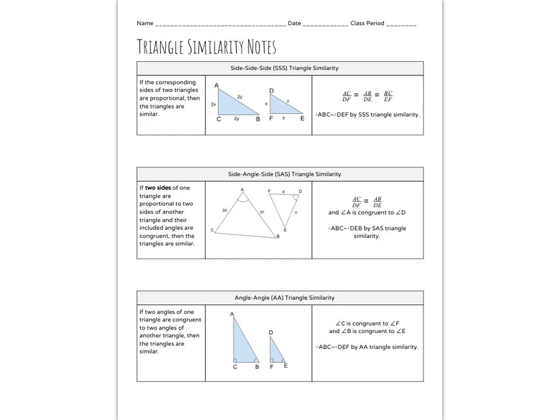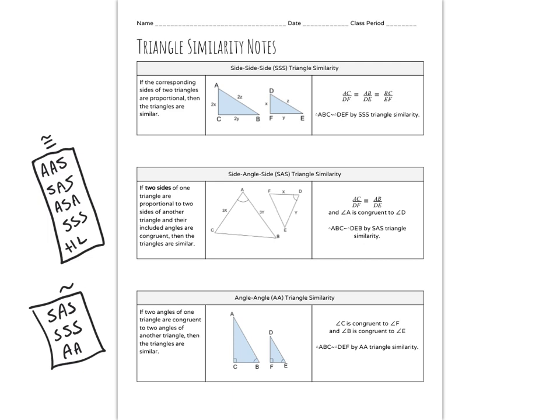You probably remember that we had 5 different ways to show that triangles are congruent. These are the 5 congruent shortcuts that we used. To use them, we just had to show that these corresponding parts of the triangles were congruent. For triangle similarity, we only have 3 shortcuts to worry about.